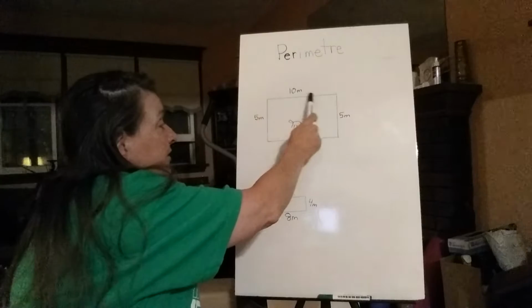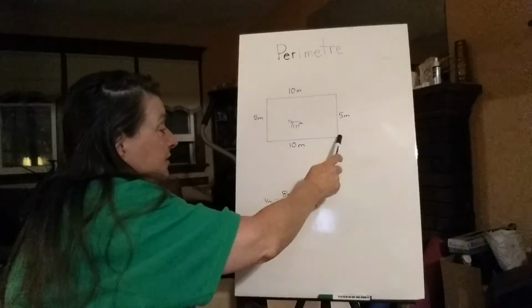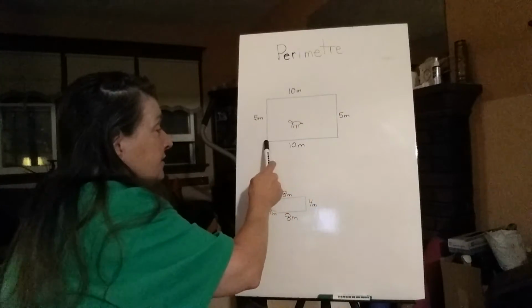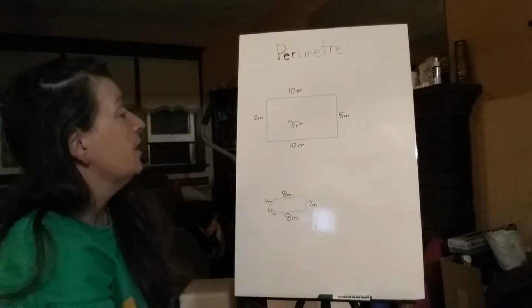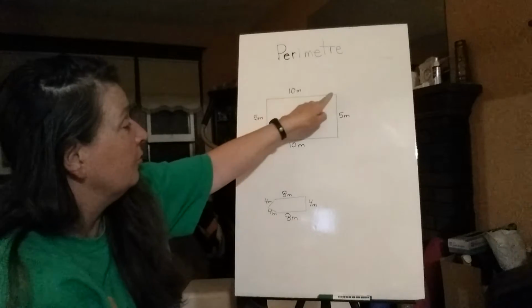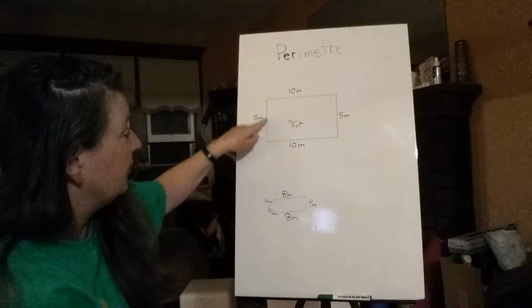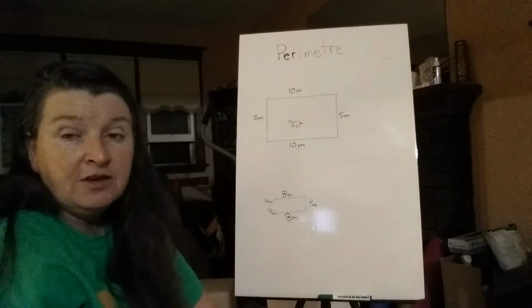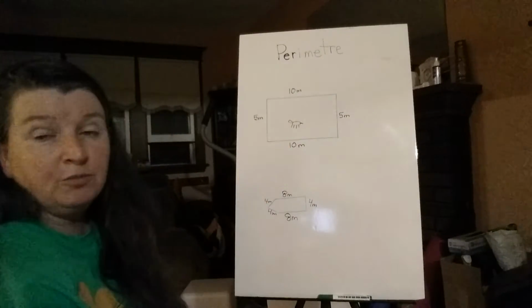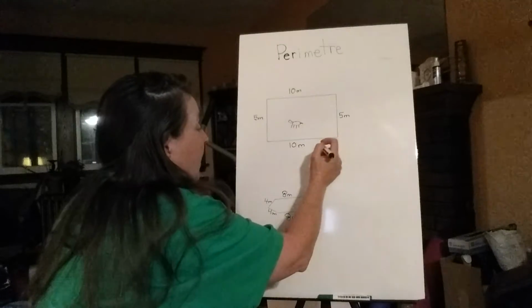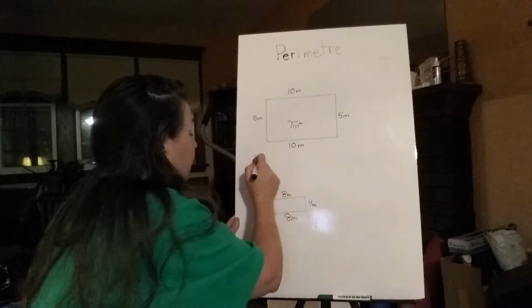I know that this side is 10 meters. This side is 5 meters, this side is 10 meters, and this side is 5 meters. In order to find the perimeter, which is the distance around the outside of the yard, so I can put my fence up, I have to add those numbers together.